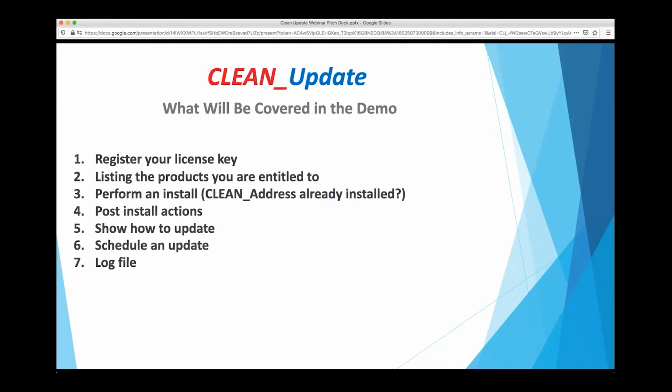Okay. What are we going to cover in the demo today? We're going to use the Clean Update utility to register your license key. Once the setup is done, we can use that to view the products or the packages that you're entitled to. We're going to perform an install. The term install in this case is something we need to execute the first time because it's going to set up the registry process.